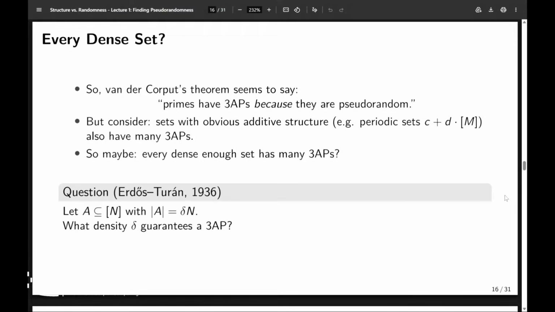So you could think of, for example, the most extreme structured set with respect to this specific measurement of pseudorandomness we were looking at, one that is approximately periodic with respect to some character. And that has no issue. There's plenty of 3 APs in this guy. It's kind of isomorphic to just an interval again. So that sets up this question in a historical way: maybe every dense enough set has many 3 APs. This is a question asked by Erdős and Turán in 1936. They want to know what density delta guarantees the existence of a 3 AP for arbitrary sets.